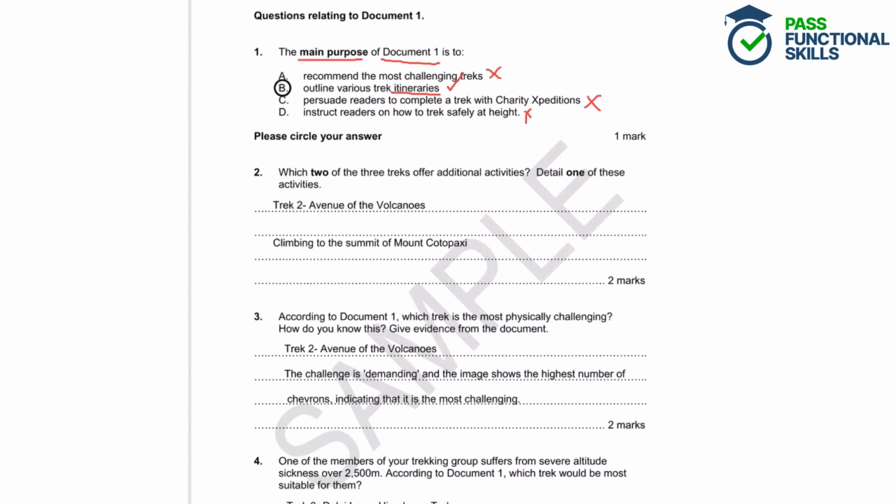Question 2. Which 2 of the 3 treks offer additional activities? Detail one of these activities. So here we have to look at the 3 treks and see which ones offer additional activities, and then we need to detail just one of these activities.